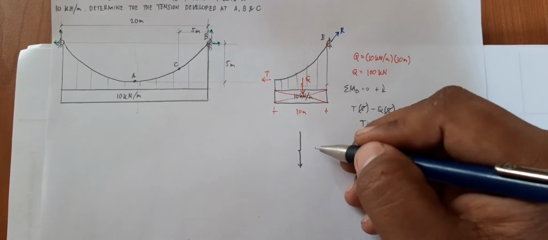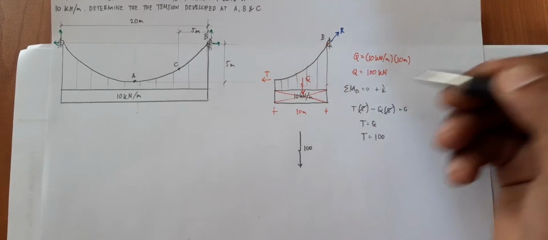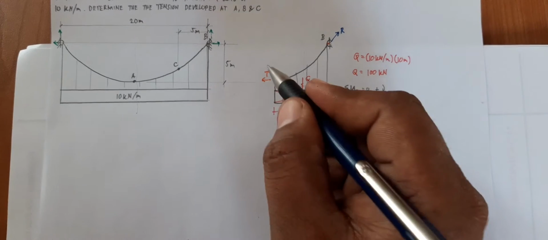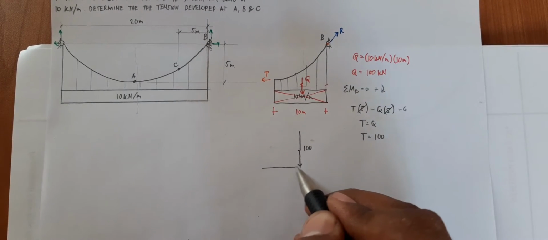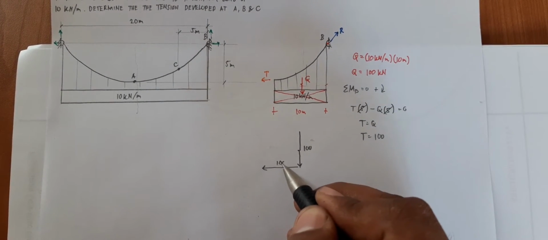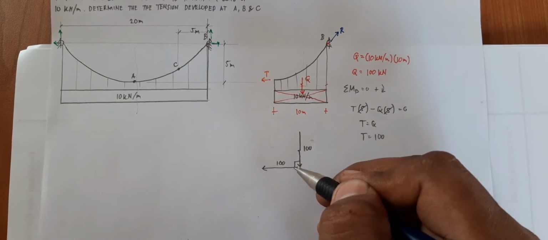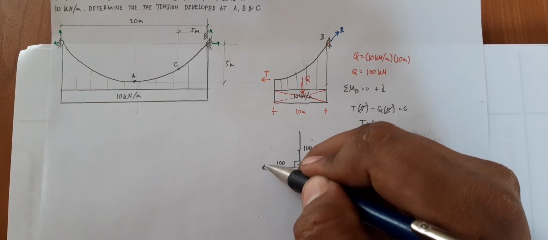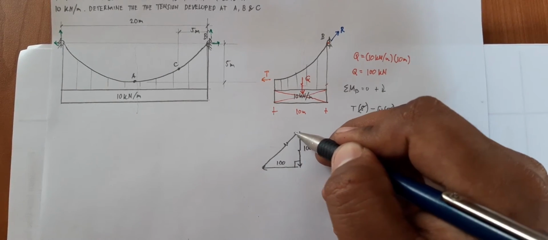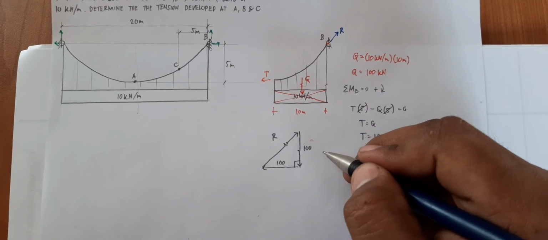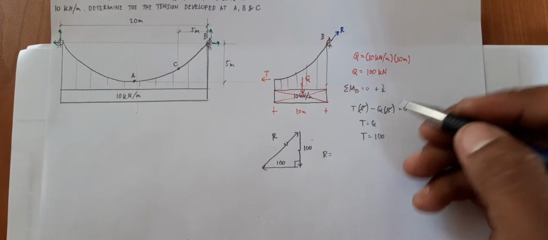That one is 100. Next, going to the left, you have T. That is also 100. So this one is downward, this one is going to the left, then this one is perpendicular. Then you have here your resultant R.